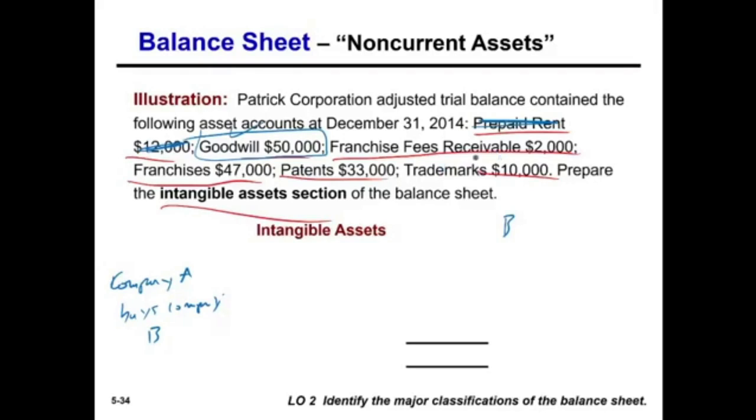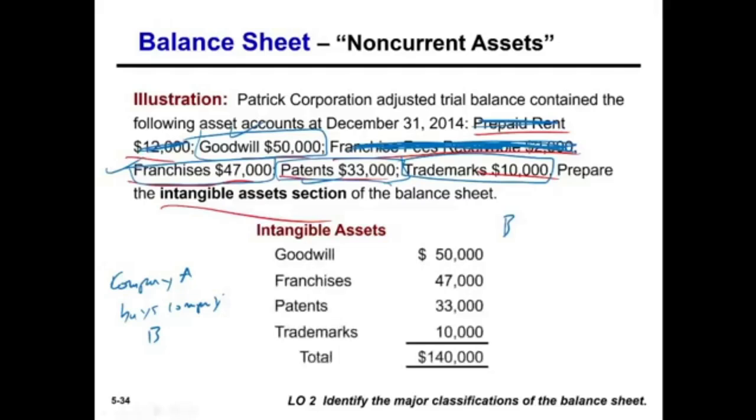Franchise fees receivable, don't be misled. This is a receivable, an asset. We are waiting for $2,000. Nope. Franchises, yes. A franchise is an intangible because you paid a fee. A patent is an intangible. A patent is extremely important, especially for pharmaceutical companies. Trademarks are also intangibles. So the four intangibles are goodwill, franchise, patent, and trademark, totaling $140,000. Again, we'll see this in chapter 11 in detail later on.